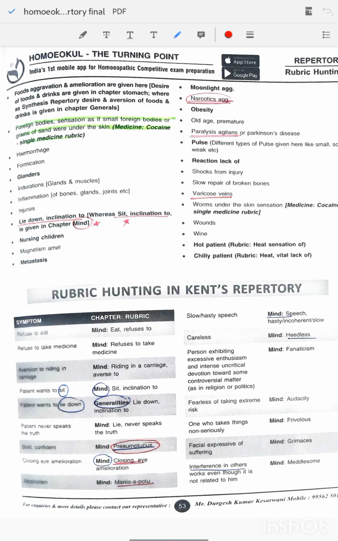Foreign body sensation as if, hemorrhage, formication, induration, inflammation, injuries, lie down inclination to, nursing children, magnetism ameliorate, metastasis. Moonlight aggravate, narcotic aggravate, obesity, old age premature, paralysis agitans, Parkinson's disease, pulse, reaction lack of, shock from injury, slow repair, varicose vein, worm under skin sensation, wound, wine. Hot patient is given as heat sensation of, chilly patient is given as heat vital lack of.